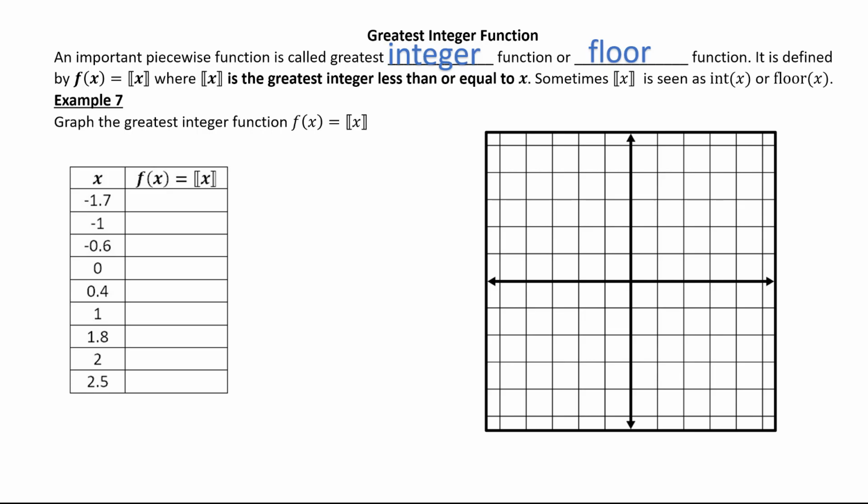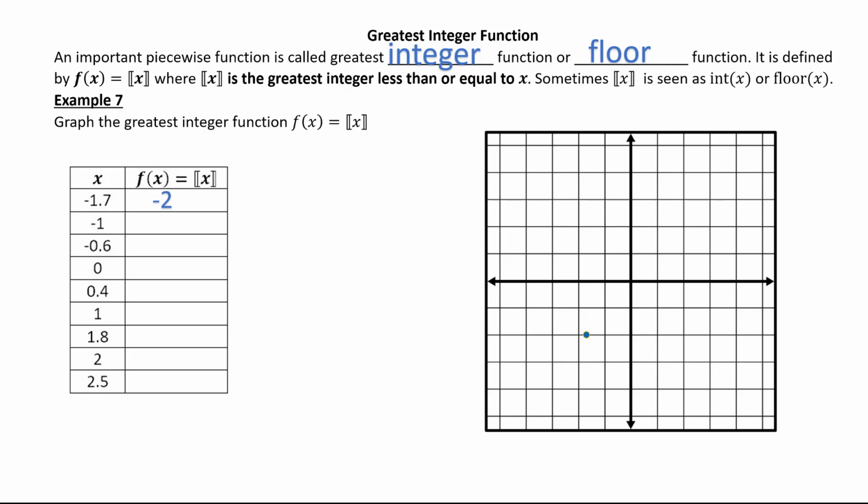So if we want to graph the greatest integer function, let's just look at a few points to see what's going on. When x is negative 1.7, and you put that value in the little double bracket, you're saying the greatest integer that is just less than negative 1.7. So the next integer down from negative 1.7, and that is going to be, sorry, negative 2. So we would graph negative 1.7, negative 2.